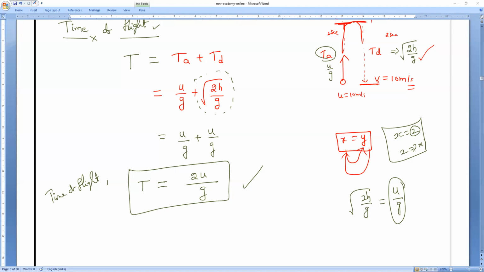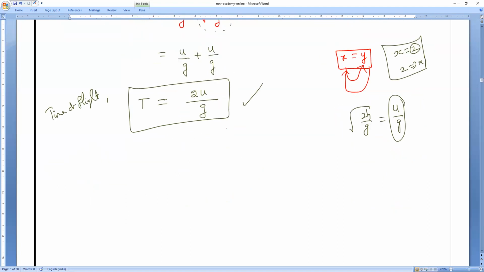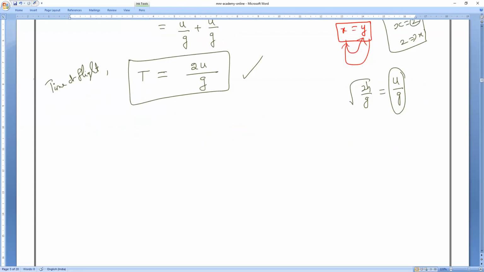Okay. Next concept: velocity on reaching the ground. Completed, everybody? Yes, sir. Next, velocity on reaching the ground. This we already know, but we are just putting a heading under it.